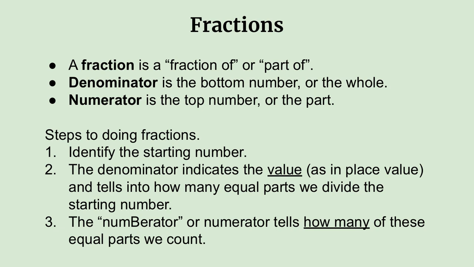So a fraction just looks like this. It's like 3 over 5, 8 over 6. It's a number on top and a number on bottom. The denominator is the bottom number, so that is in the bottom of the fraction. Denominator. The top number is the numerator.